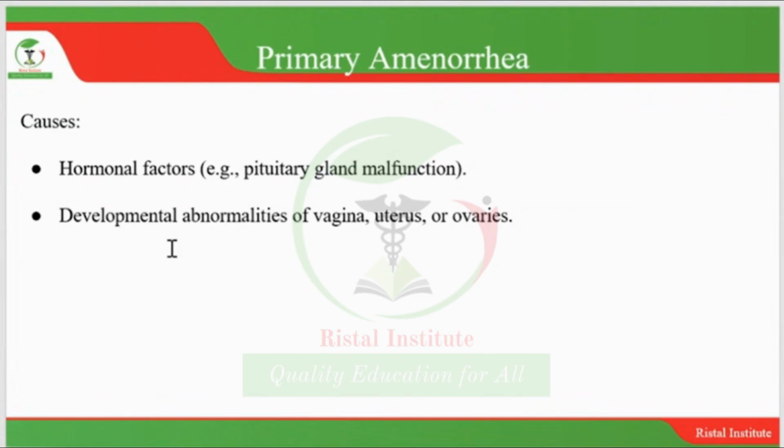the ovum, then release of the ovum, and in this process also there are those hormones that are responsible for development and preparation of the endometrium. So in case these glands that are involved here are affected, then of course menstruation will not take place. Then another cause can be developmental abnormalities of the vagina, uterus, or ovaries.